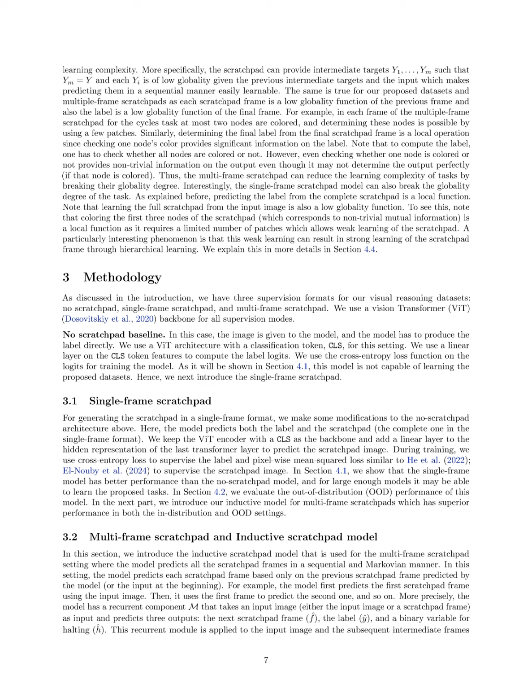reasoning steps. Section: Methodology. In this section, we outline our methodology for visual reasoning datasets, which includes 3 supervision formats: no Scratchpad, single-frame Scratchpad, and multi-frame Scratchpad. We utilize a vision transformer (VIT) backbone across all formats. For the no Scratchpad baseline, we provide the model with an image, and it must directly produce the label. We employ a VIT architecture with a classification token, and we use a linear layer on this token's features to generate label predictions. We train the model using cross-entropy loss on these predictions.